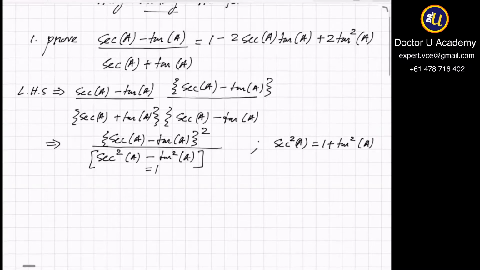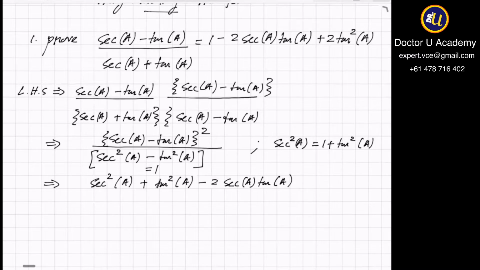So now you have to simplify the numerator. So the whole thing to the power 2, so it's going to be sec squared a plus tan squared a minus 2 sec a tan a.